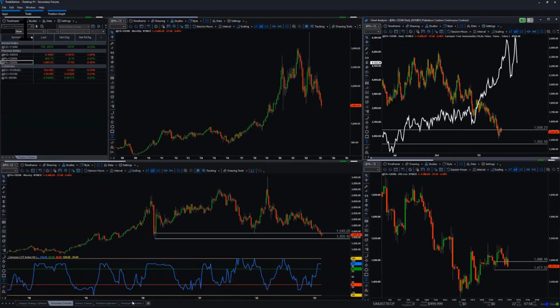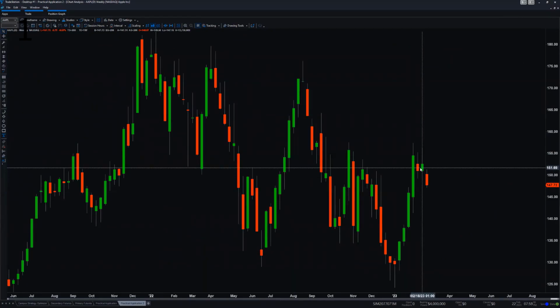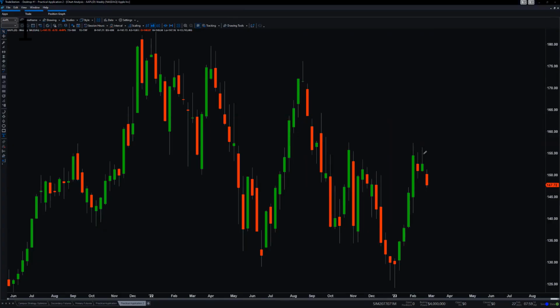Now let us make an example here. We're looking at a weekly Apple chart. What you can see is that price currently is moving right there. So this is the current price. What we want to do is find a demand zone in the shape of a drop base rally.